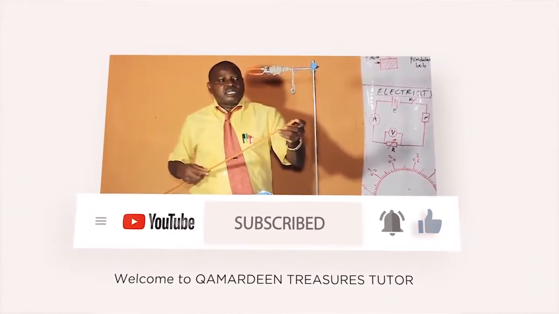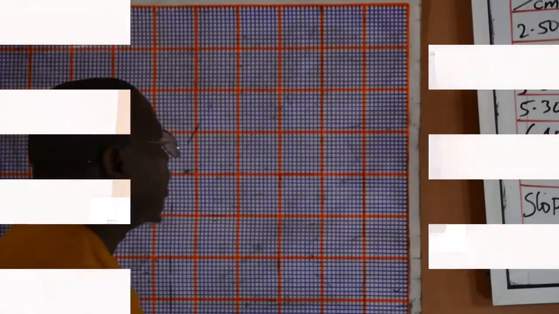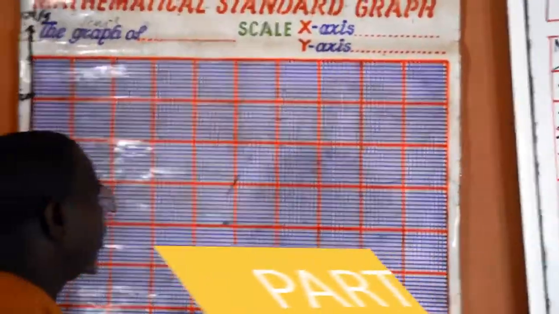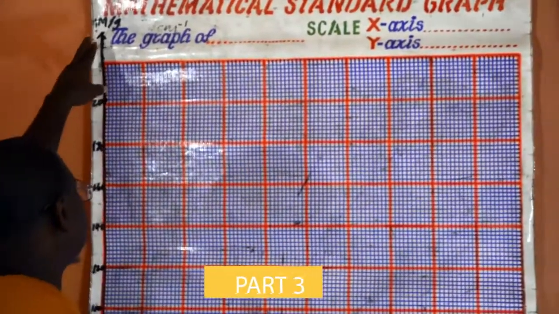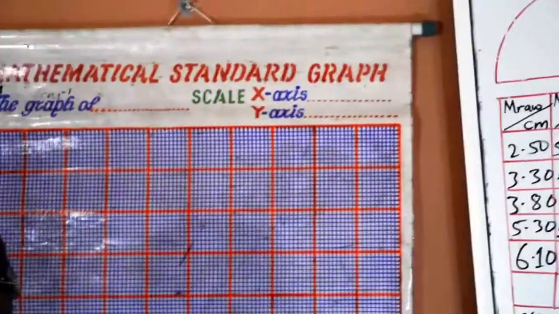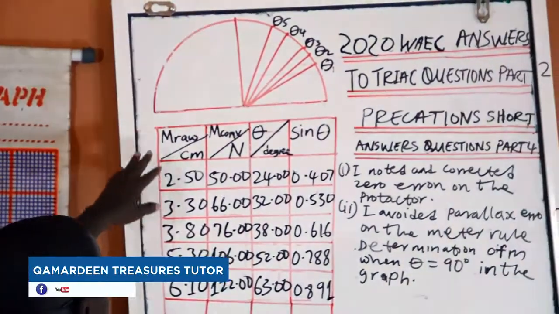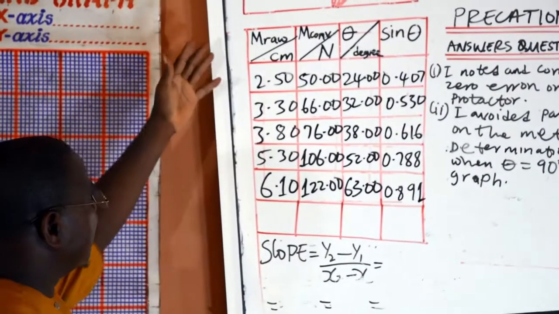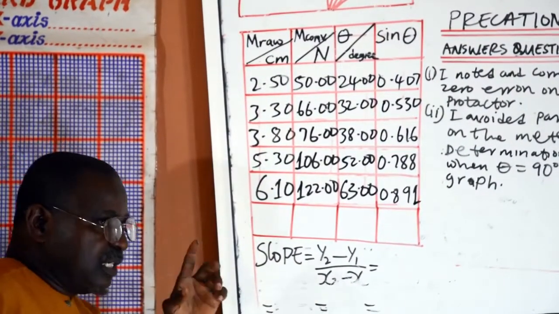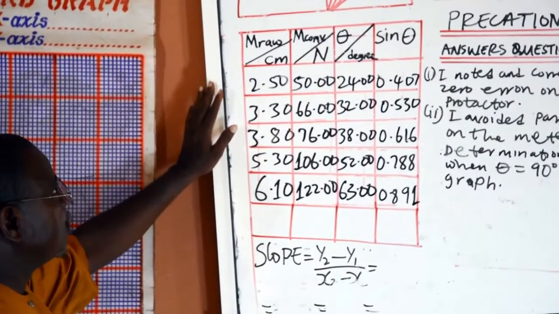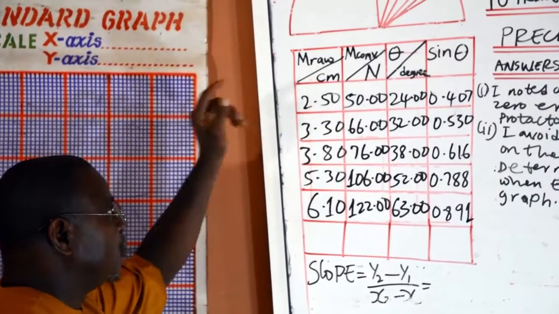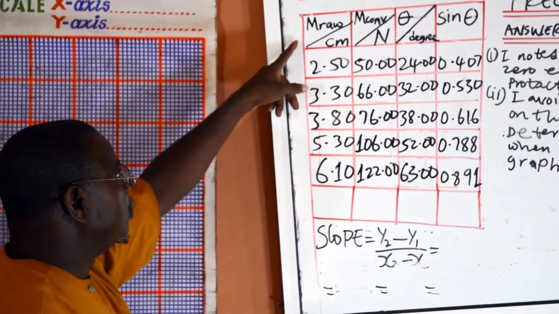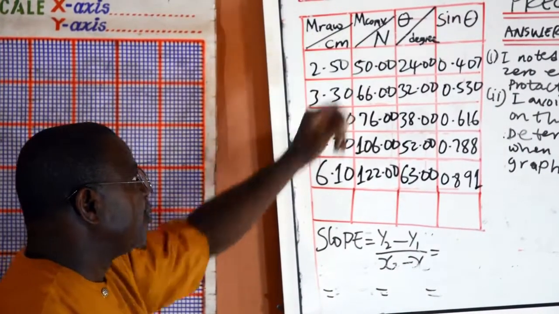We want to demonstrate the practical the way it should be done. 2020 WAEC answer to trap question. Now, we are directed to plot M on the vertical axis and sin theta on the horizontal axis. When you look at these values on the observation table, you find out that there are two M. When you have two M like this, in an alternative to practical question, you make use of the one you converted, using the scale given to you. You don't use M raw, you use M converted.